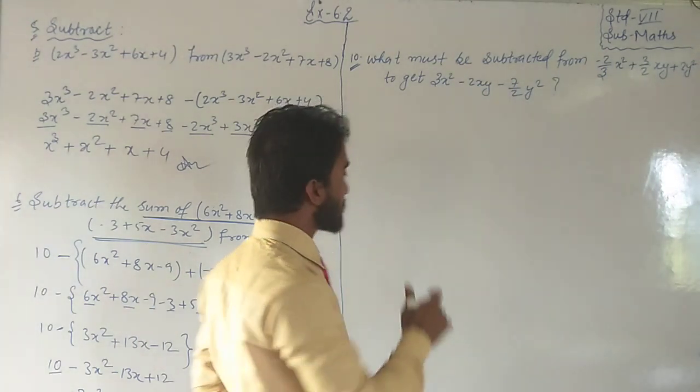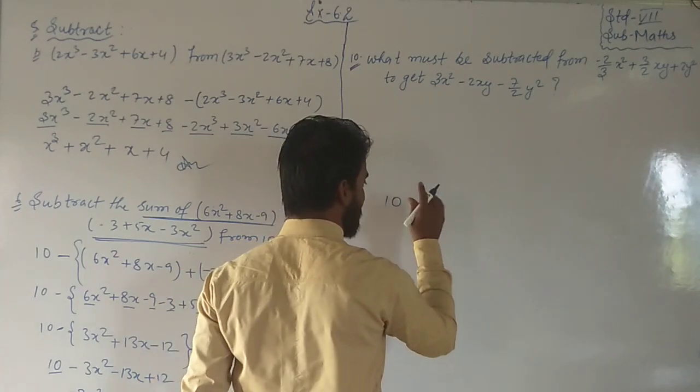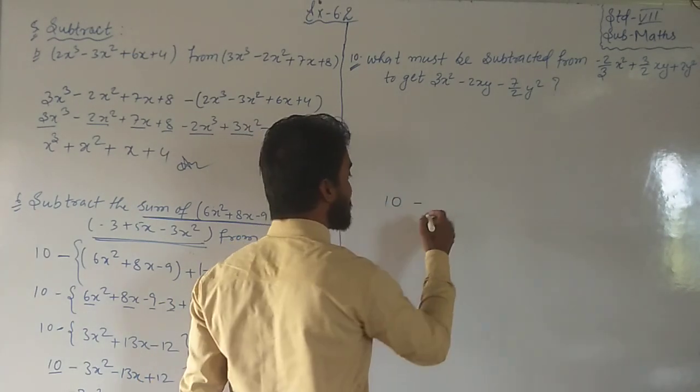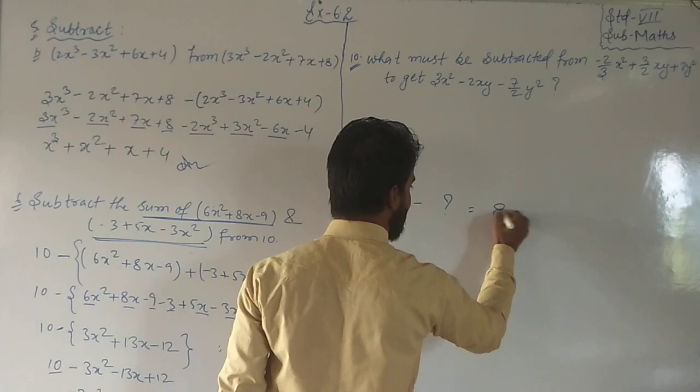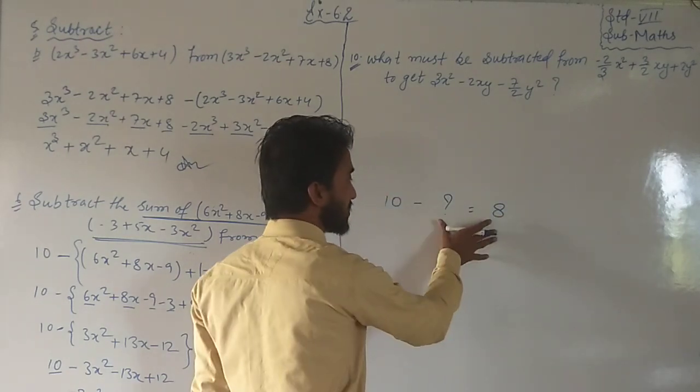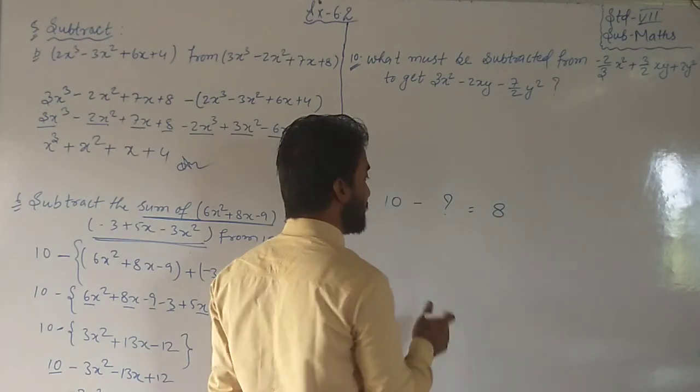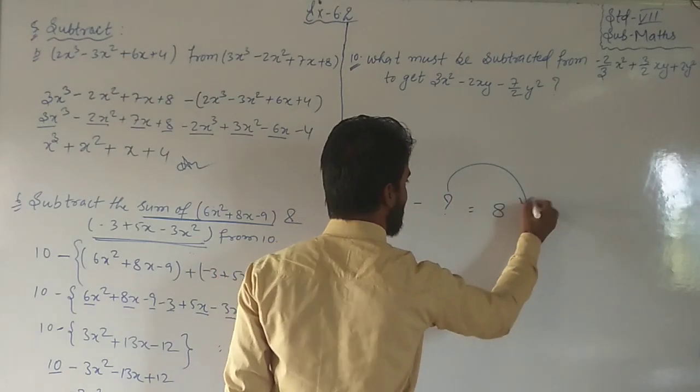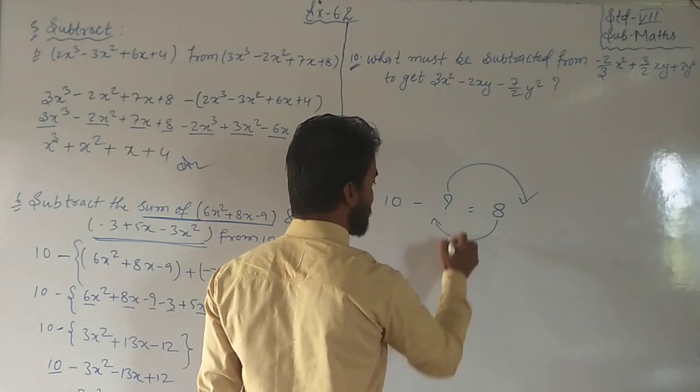Same question as it is. Suppose it is 10 there. What number will we subtract so that we get 2? In such conditions, what do we used to do? We used to transfer this term to this side, or this term to that side.